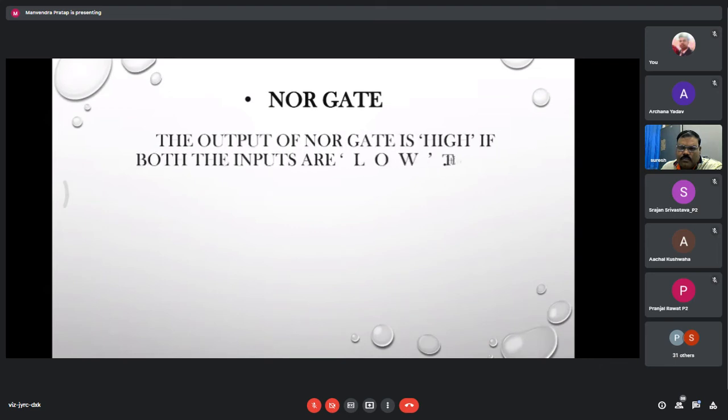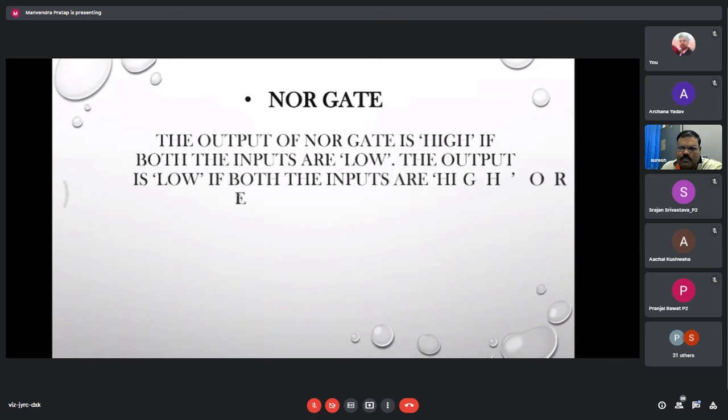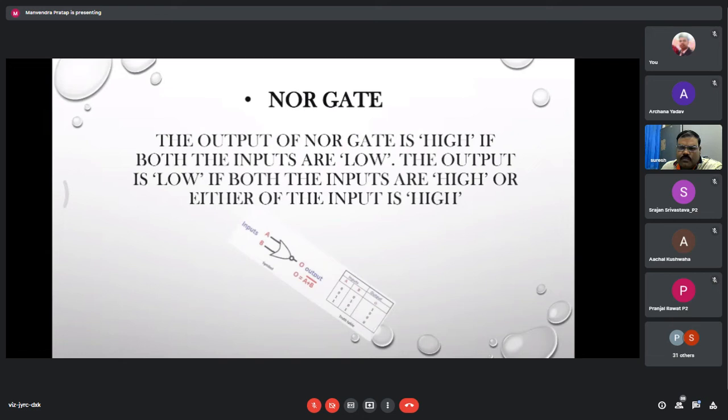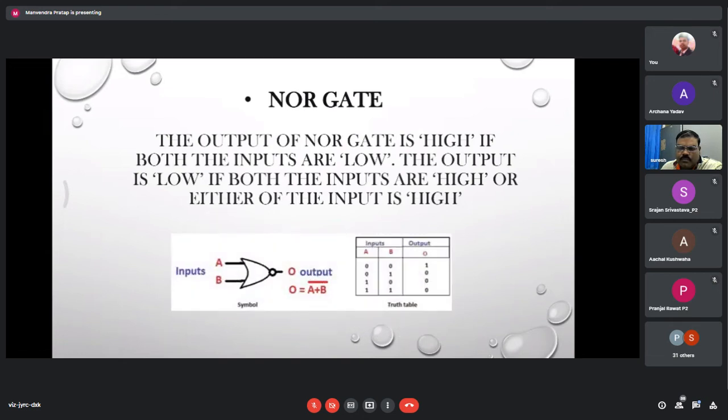NOR gate. The output of a NOR gate is high if both the inputs are low. The output is low if both the inputs are high or either of the inputs is high. This is the symbol of the NOR gate and it is the opposite of the OR gate. Again, it is made with the combination of a NOT gate and an OR gate. So whatever the output of the OR gate was, here it will be just the opposite.